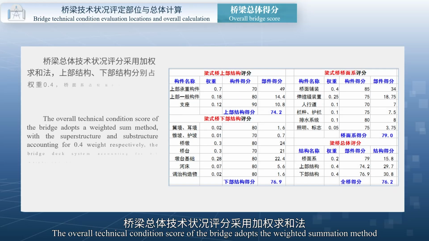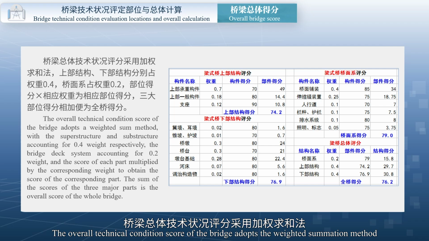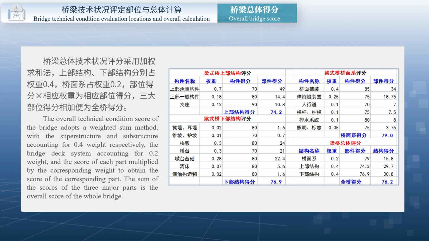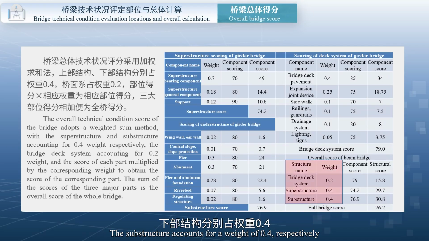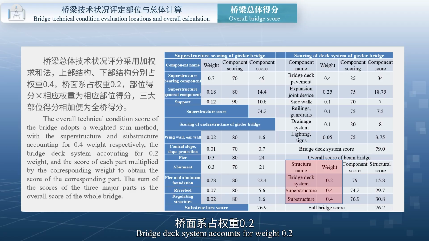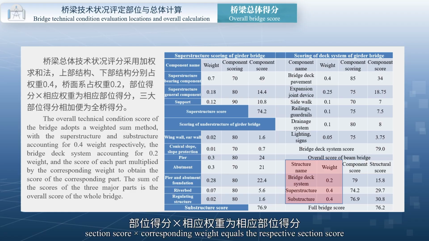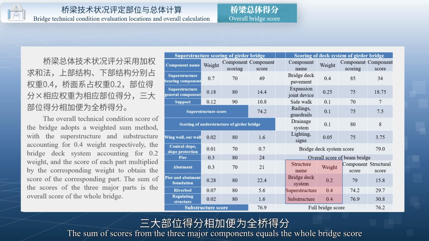The overall technical condition score of the bridge adopts the weighted summation method. The superstructure and the substructure each account for a weight of 0.4. The bridge deck system accounts for a weight of 0.2. Section score multiplied by the corresponding weight equals the respective weighted score. The sum of scores from the 3 major parts equals the whole bridge score.